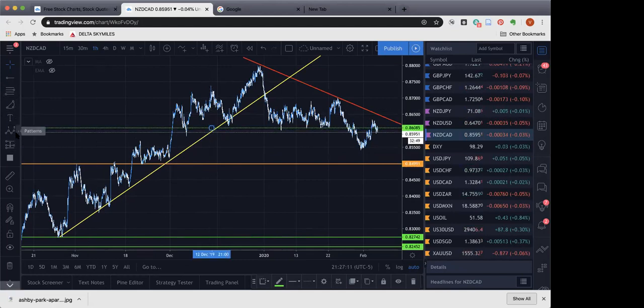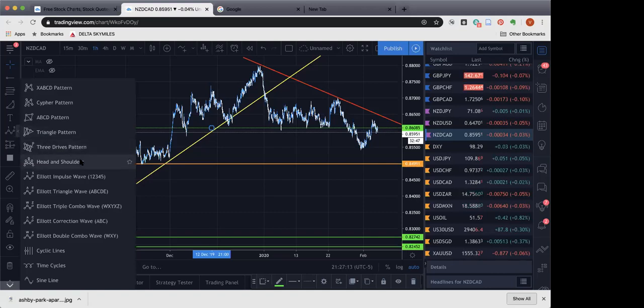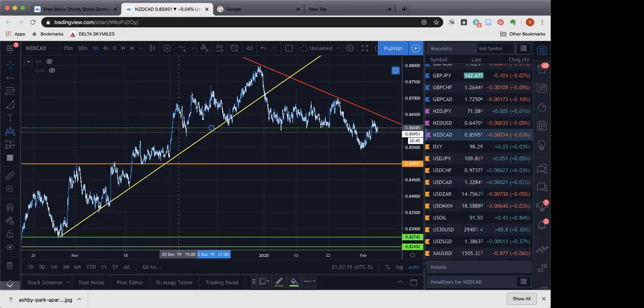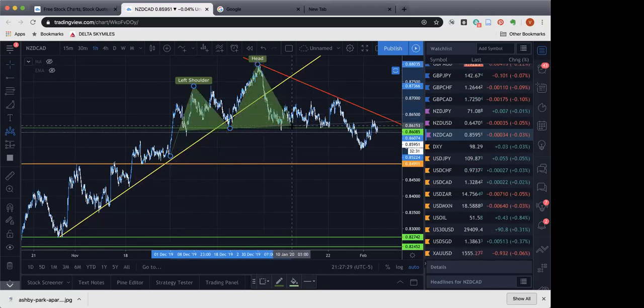I'm gonna draw it up for you. And trust me, these patterns are really reliable, especially in these zones. So you got left shoulder, head, right shoulder.